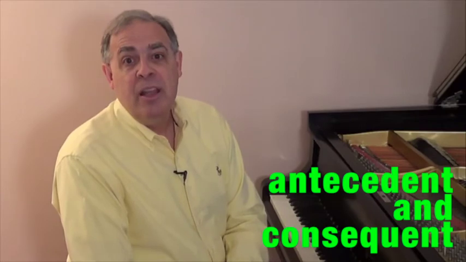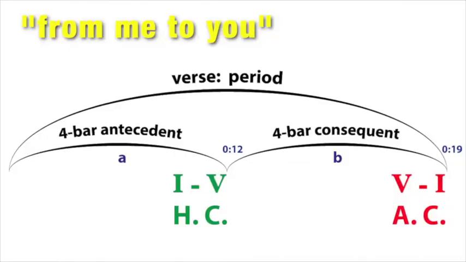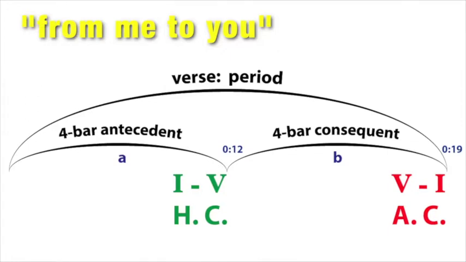The two phrases are called the antecedent and the consequent, labels that explain their functional relationship. This diagram, which we call a bubble chart, shows the construction of the verse in From Me to You. The antecedent phrase proceeds for 4 bars, ending on the dominant chord, like this. The consequent phrase answers this by concluding with 5 resolving to 1, like this.